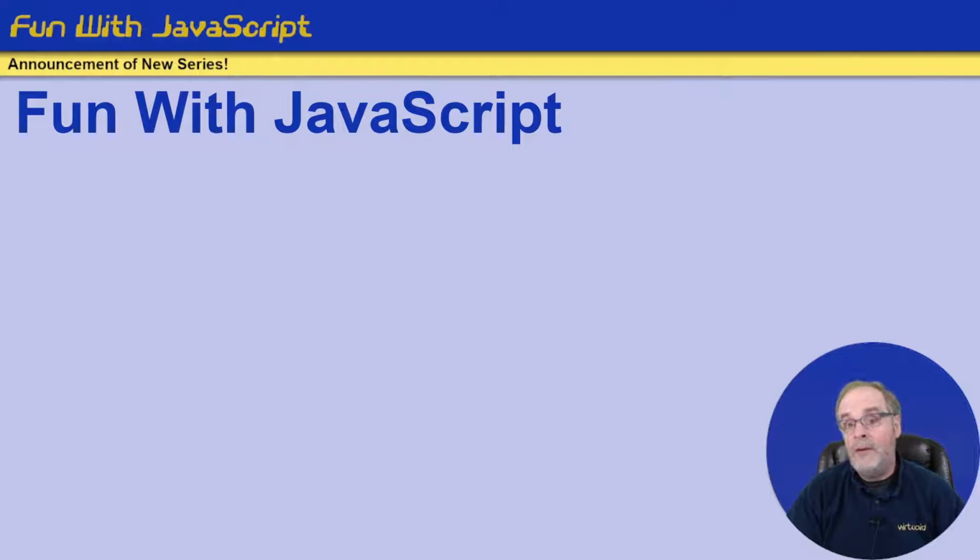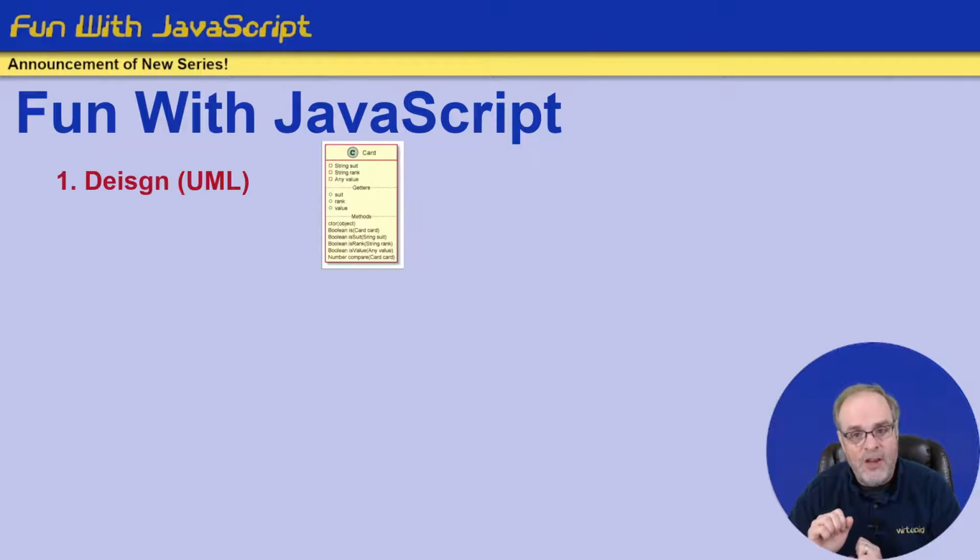Now, what will a Fun with JavaScript project look like? It will be a series of videos with each video covering a specific portion of the process that we use to create the project. For example, each project will contain a minimum of 3 videos. The first video will be the design video, and the design video will be using UML, and it will allow us to design the project itself. No code will be written whatsoever. We just want to conceptualize what the project will look like.